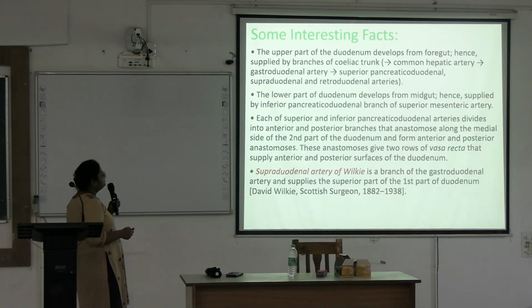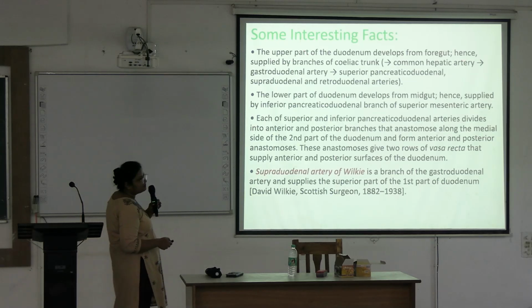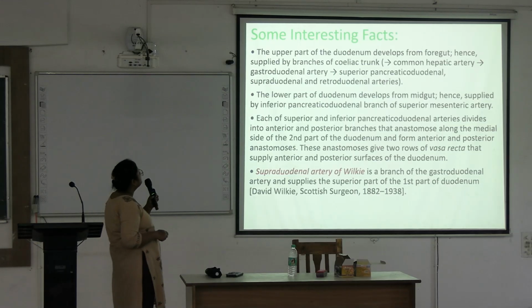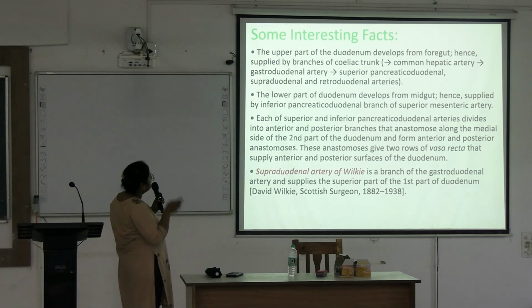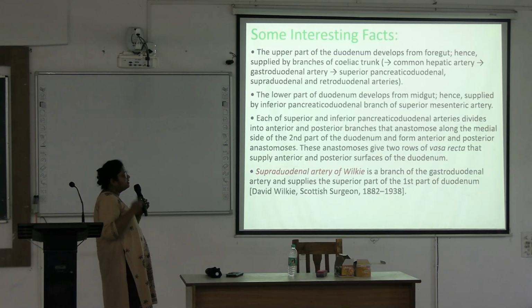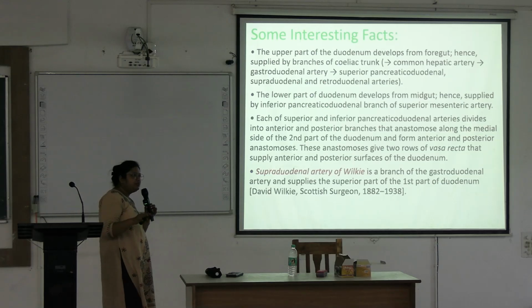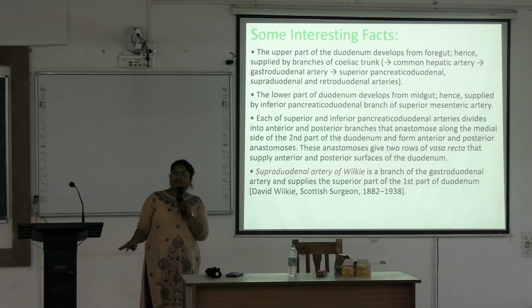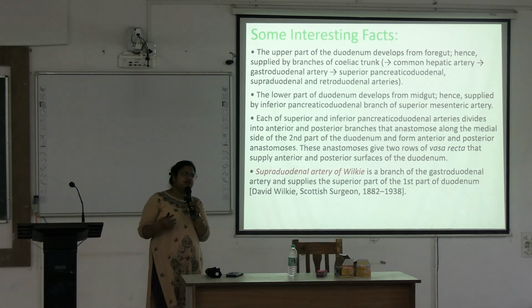The upper part of the duodenum develops from the foregut up to the level of the major duodenal papilla, which is the division point. Hence it is supplied by branches of the celiac trunk. The celiac trunk is the artery of the foregut. The superior mesenteric artery is the artery of the midgut. The inferior mesenteric artery is the artery of the hindgut.